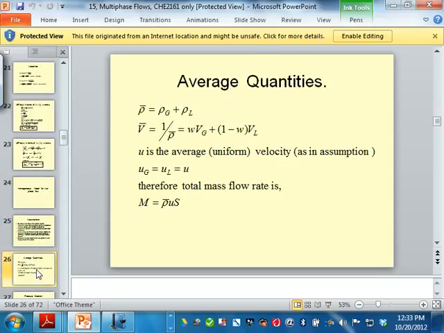So these are the average properties. The rho bar is rho G plus rho L. There's something wrong there, isn't it?